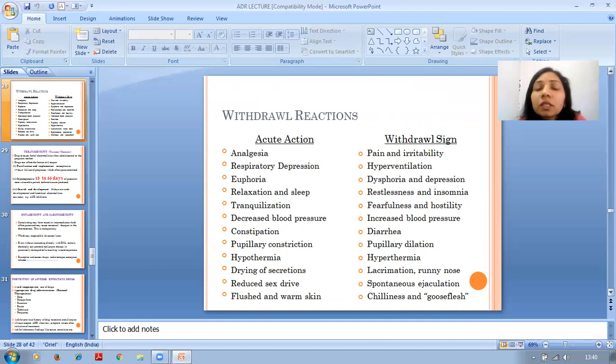But if the patient stops the intake of the drug, withdrawal symptoms develop, like pain and irritability, which is just opposite to the action of the drug. The normal effect of opioids is analgesia, but if the patient stops the drug, the patient develops pain and irritability. There may be hyperventilation, dysphoria, restlessness, fearfulness, increased blood pressure, and diarrhea. So we see withdrawal symptoms just opposite to the action of the drug.